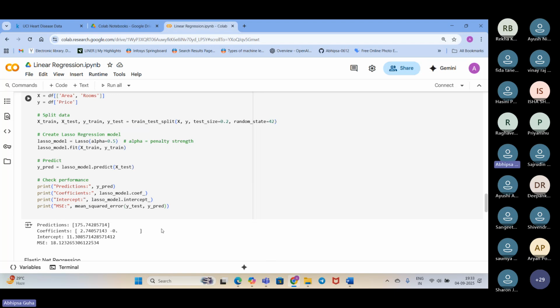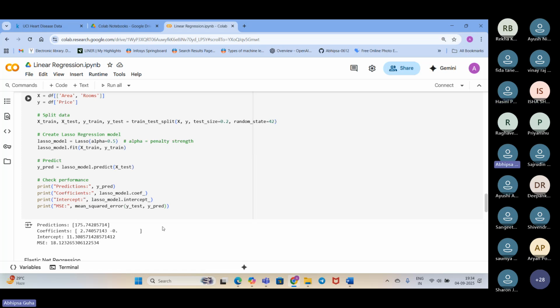Okay, understood? Clear, everyone? Yes, ma'am. Any doubt till now? Guys, any doubt till now? Ma'am, can you explain the difference between lasso and ridge regression, ma'am?